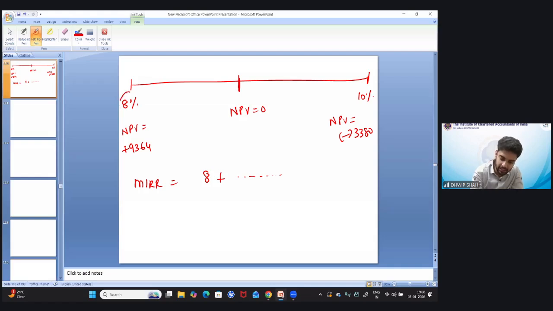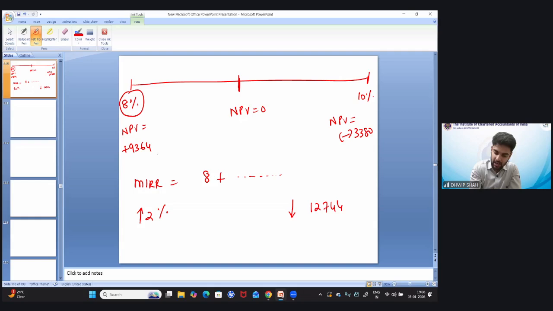By increasing the rate by 2%, that is 8 से 10% पे आए ना, jump was of 2%. So by increasing the rate by 2%, taking the jump of 2% increase in discounting rate, can I say my NPV fell by 9364 से पहले 0 पे आया और negative 3380. How much did my NPV fall? 9364 plus 3380, 12744. Correct.